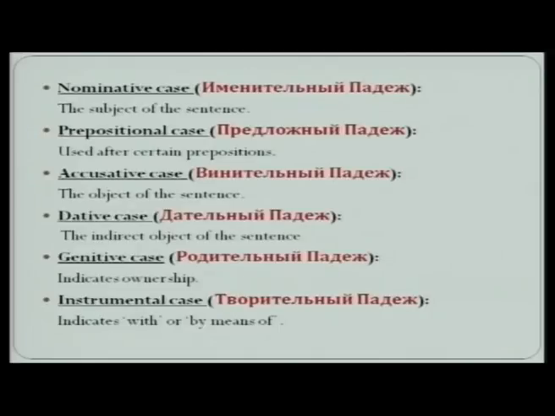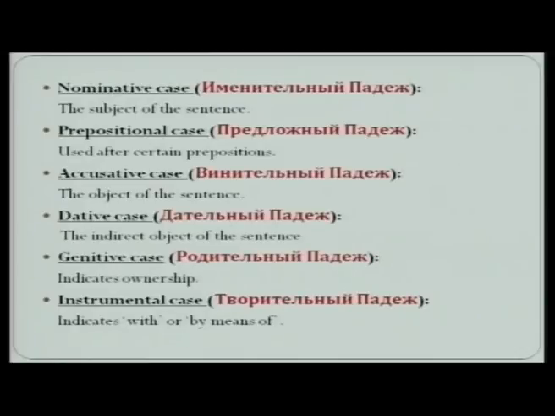The next one is dative case. It talks about the indirect object of the sentence. As you already know that dative case is called дательный падеж in Russian. The next one is genitive case or родительный падеж as it is called in Russian. It indicates ownership. The last one is instrumental case as it is called творительный падеж in Russian.